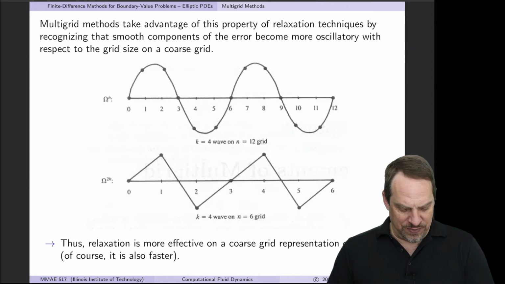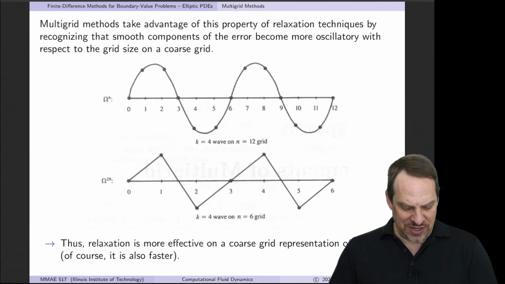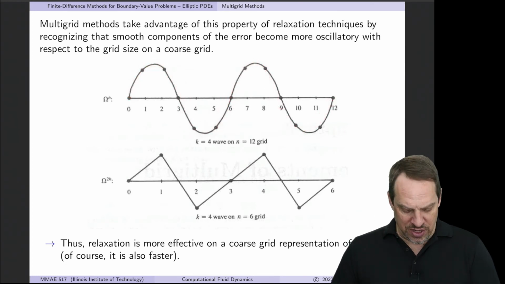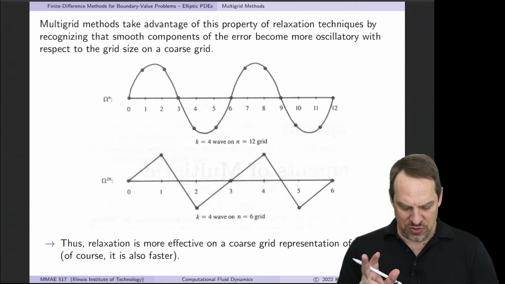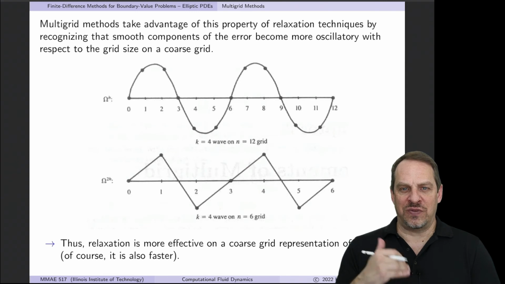Okay, so here's the idea. Here we have a fine grid, okay? 13 points, 12 intervals. If I take out every other point, so in this case all the odd number points, then I have 6 intervals, 7 points. The point here is if I take this distribution of the error on this quote-unquote fine grid and convert it to the error on this quote-unquote coarse grid with half as many points, it's going to look very different from the perspective of the iterative method.